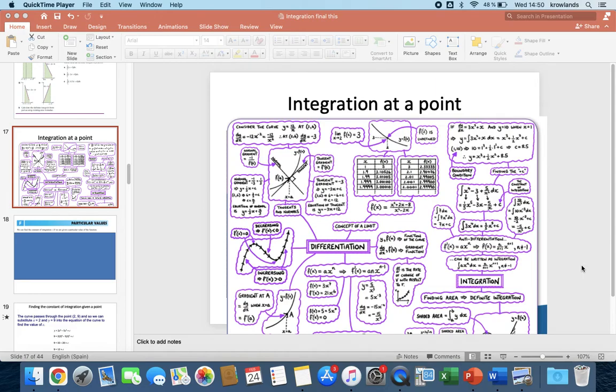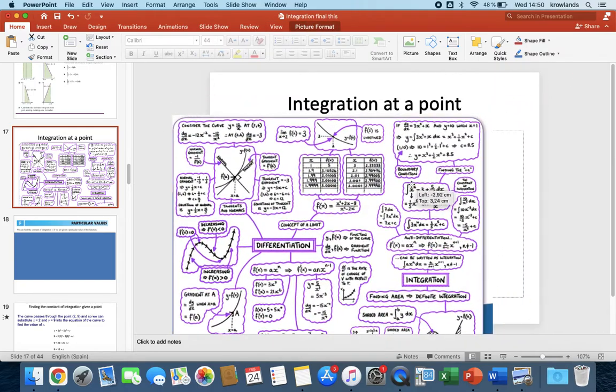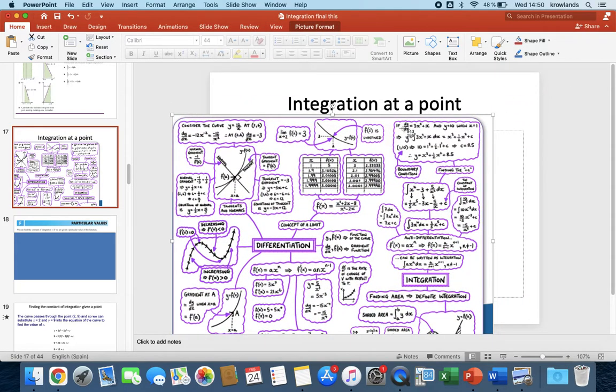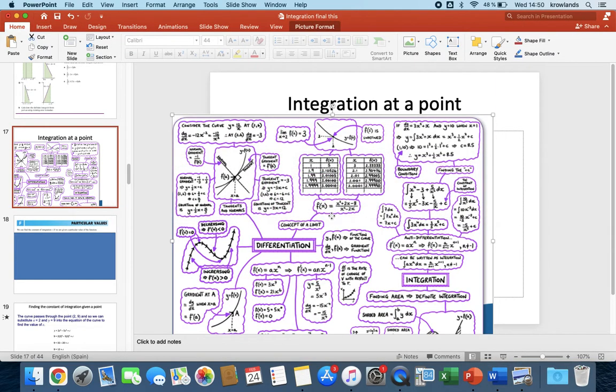We are going to find the constant of integration by substituting in a particular point into our integrated form. So if we have a look at the mind map, which is provided by the IB and shared in your folder, we are going to have a look at the top right. In this screenshot, we can see the following.